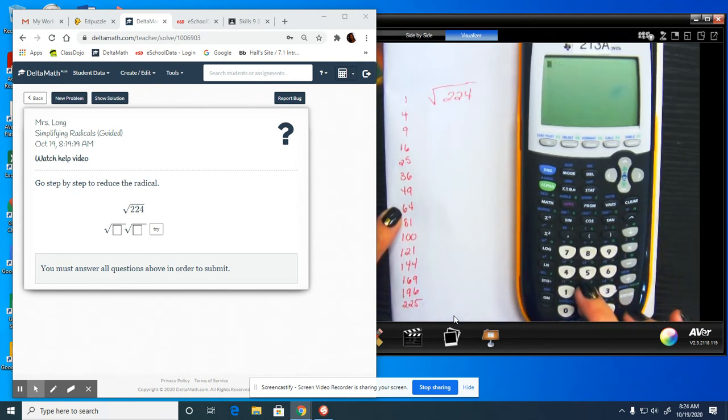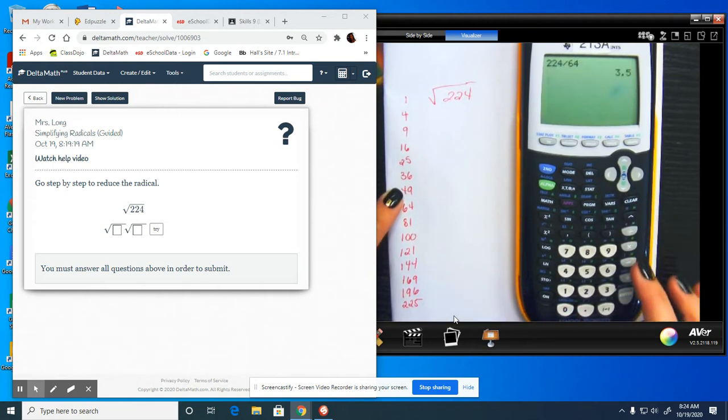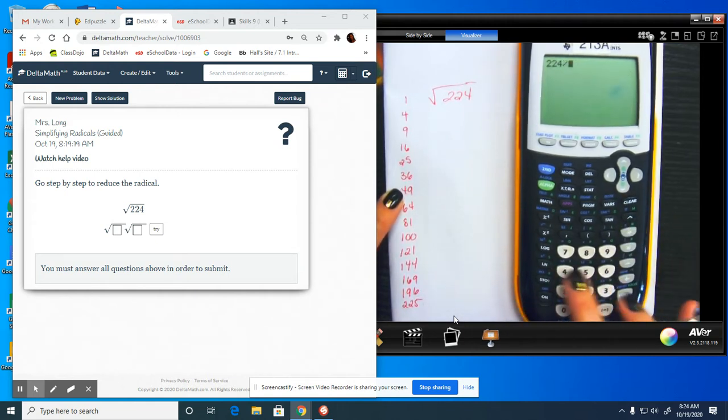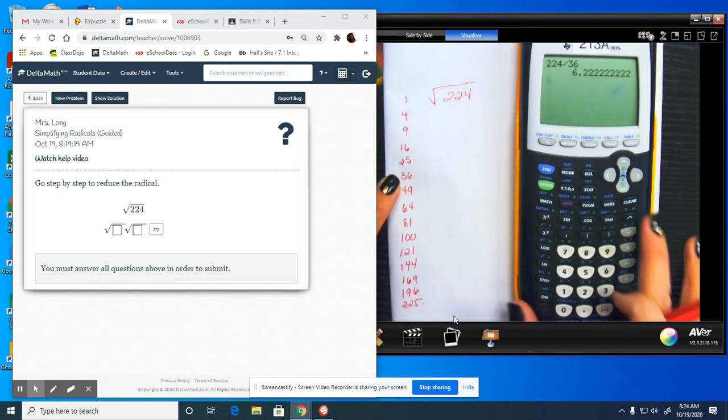Now, this may seem like a long process, but sometimes you get the number right away, and sometimes you have to go pretty far into it. But I still think this takes shorter than listing all of the factors.